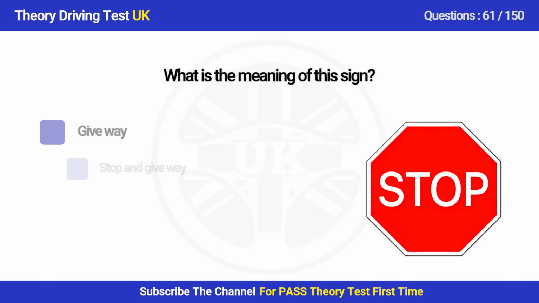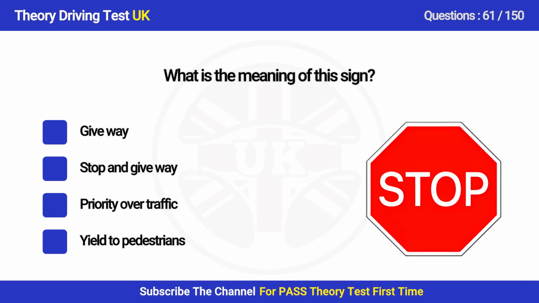Question 61. What is the meaning of this sign? A. Give way. B. Stop and give way. C. Priority over traffic. D. Yield to pedestrians.